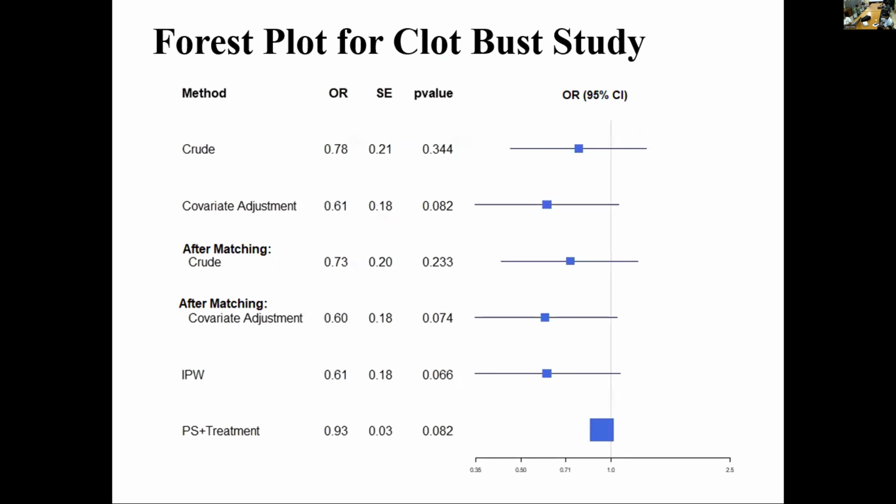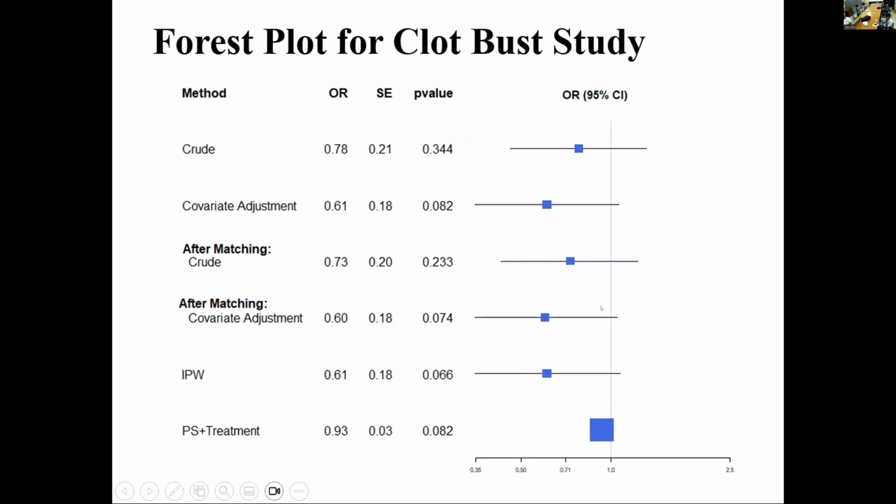If you see here, the crude is this much, then the PSA plus treatment. This is what I said, the modeling. The PS is the probability score, which was derived based on baseline data, and this is the treatment, 1 or 2, and the outcome is the dependent variable. This gives you this. The crude is this. So the upper limit touches the null vertical line, and therefore it is not significant.